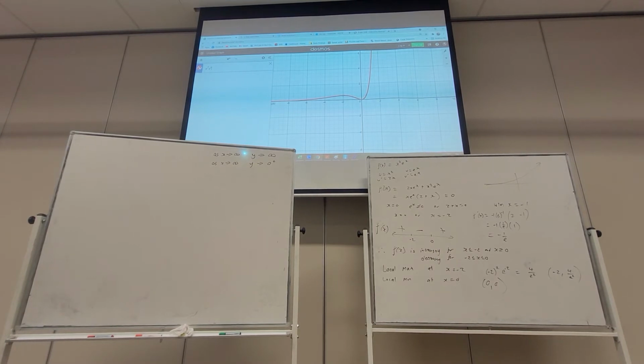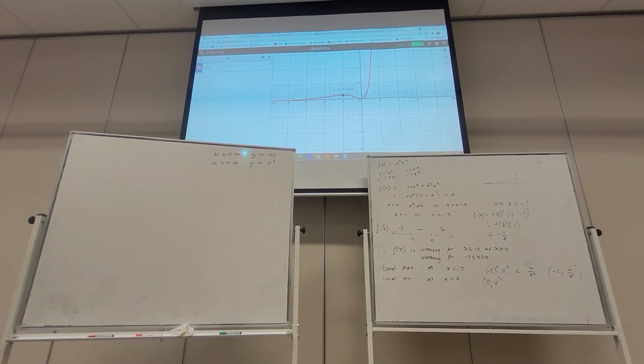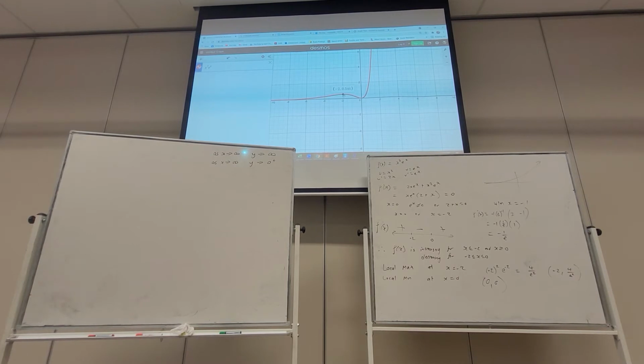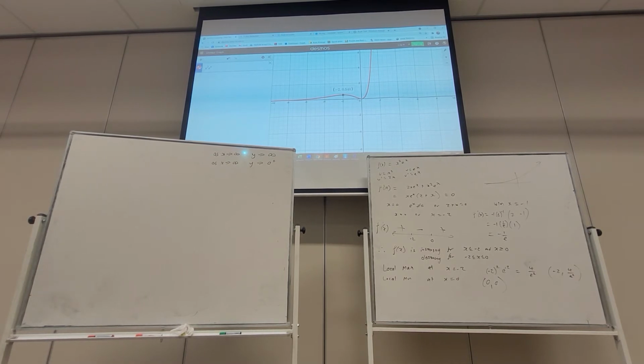A, B, C, D. And look at that on our Desmos here. I've decided to use Desmos today. You can use your graph calculator, just because it makes a bigger graph. And you can see that local max there. x is minus 2, y is 0.541. So there you go. 4 divided by e squared is 0.541. And then that local min at 0, 0.